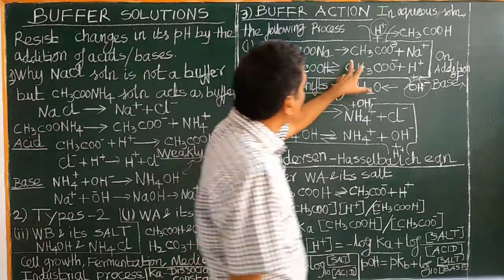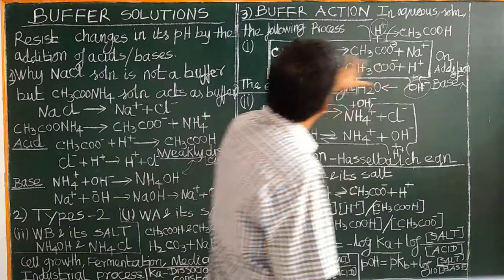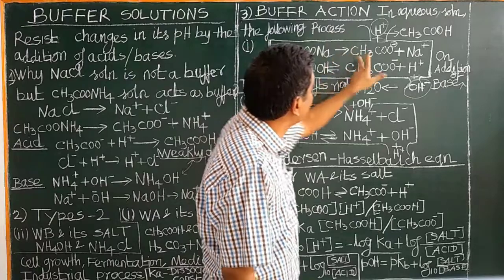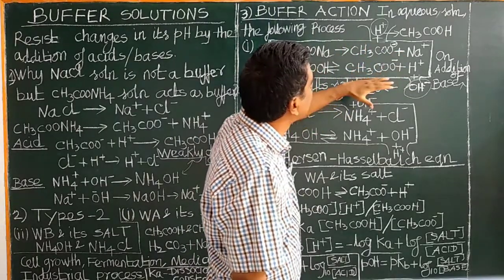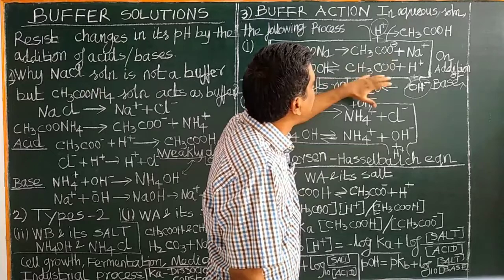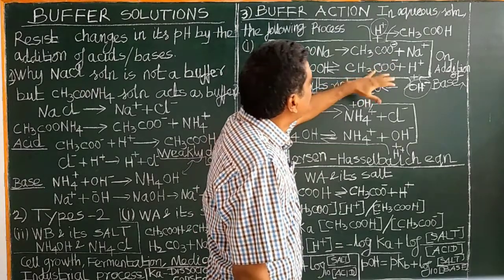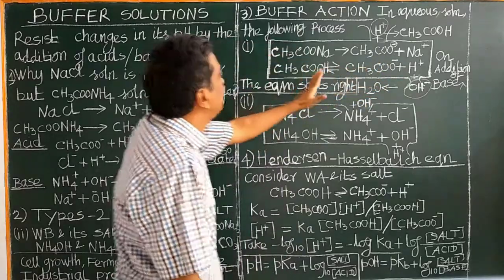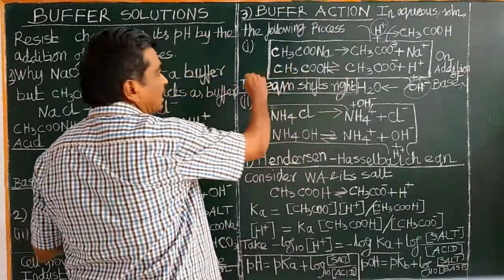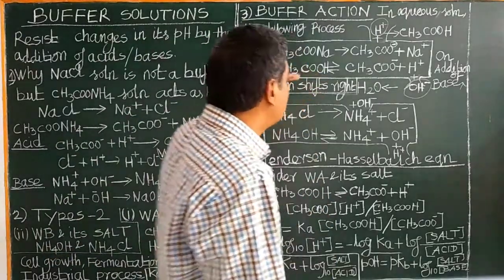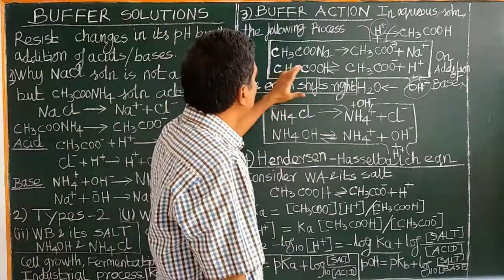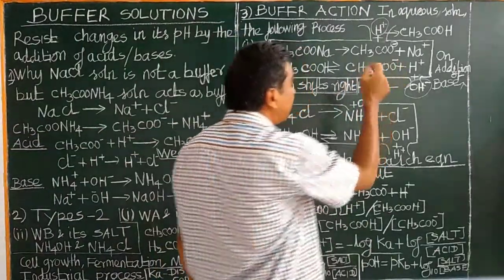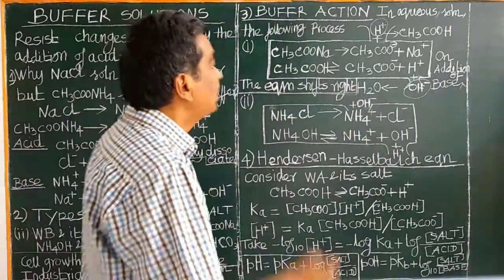Now, remember, in the presence of acetate ion, since the salt is completely dissociated, there is excess of acetate ion. Therefore, in the presence of excess acetate ion, due to common ion effect, the equilibrium will shift towards left. So most of the acetic acid is undissociated because of the common ion effect. The degree of dissociation is suppressed. What is common ion effect?